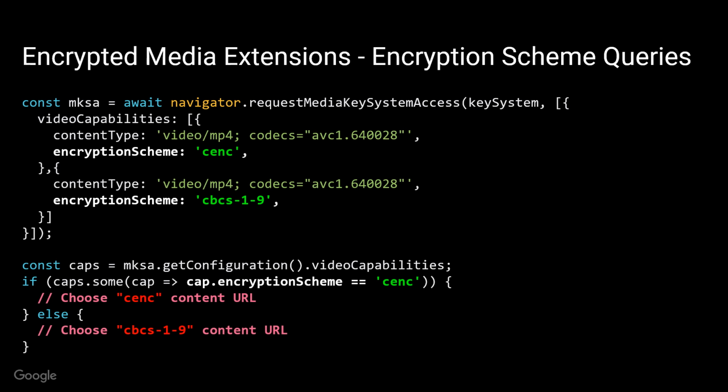Here is an example of what those encryption scheme queries look like. You just add encryption scheme to each capabilities object, and EME will choose a working configuration for you. Since these encryption schemes are mutually incompatible, you can then use the information about what scheme was chosen to load a content URL that was encrypted in the supported scheme.